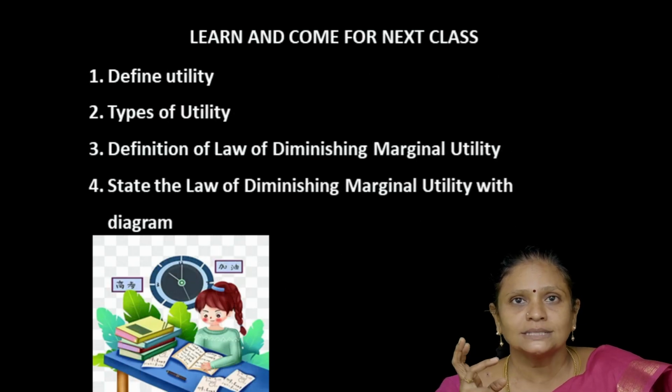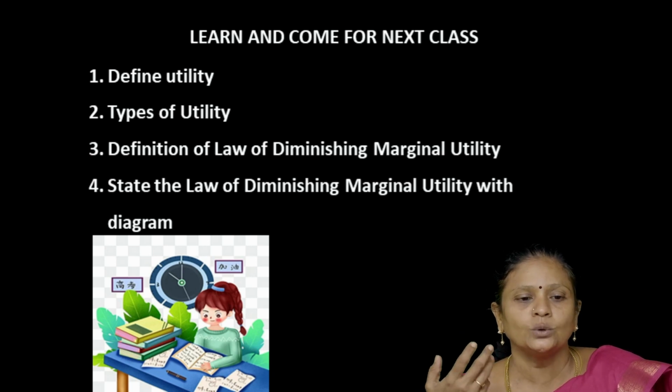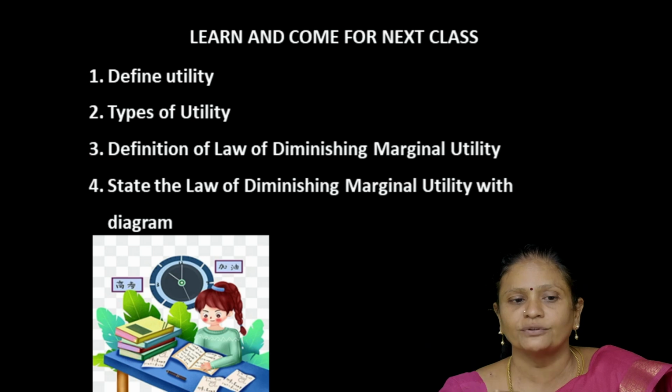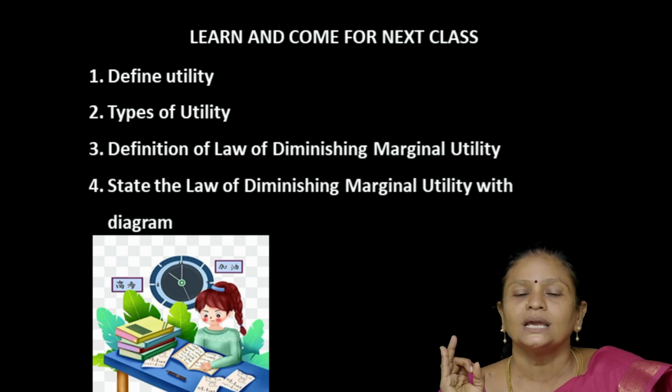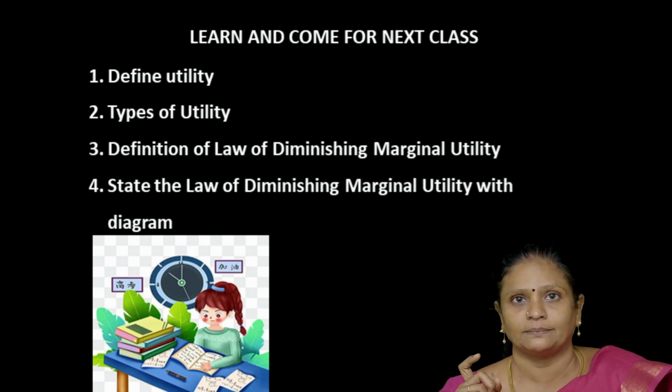Students, you must learn and come for the next class. I will tell you the important questions. First of all, you can read what utility is, that means the definitions of utility, types of utility, the definition of the law of diminishing marginal utility, and then you must state the law of diminishing marginal utility with a proper and neat diagram. Okay.